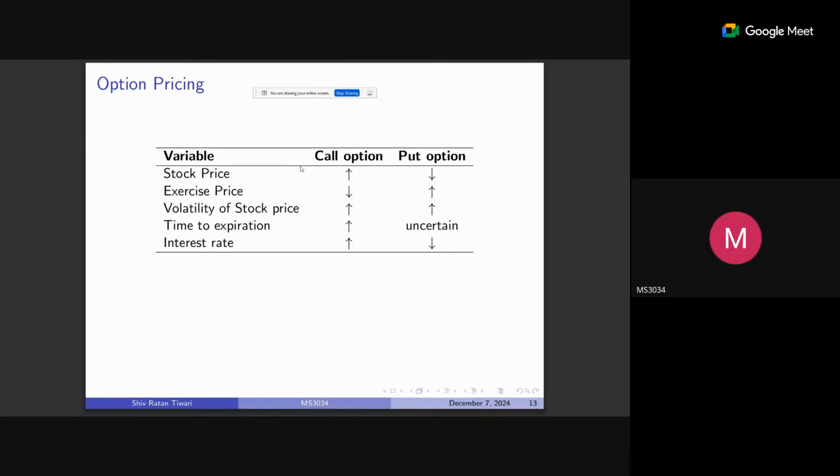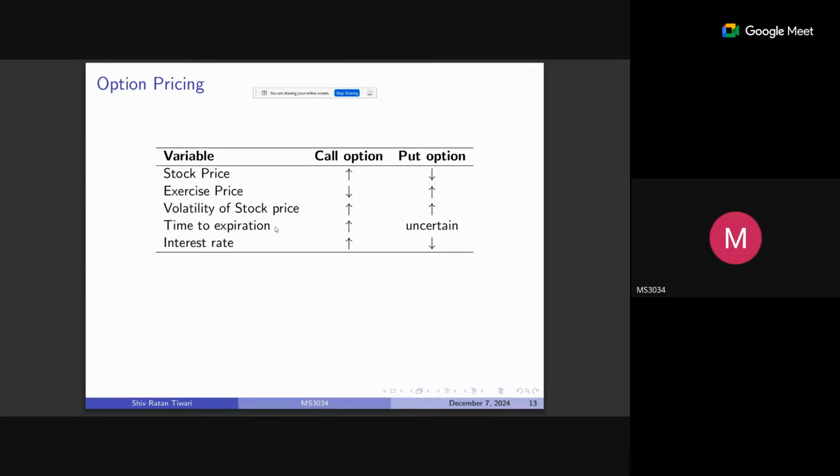If stock price increases, then the price of call option will increase and the price of put option will decrease, because if stock price increases, value of call option increases but value of put option decreases. Second is exercise price, which is reversed. If exercise price increases, the value of call option decreases, so its price decreases. And with similar intuition, if exercise price increases, the price of the put option increases.